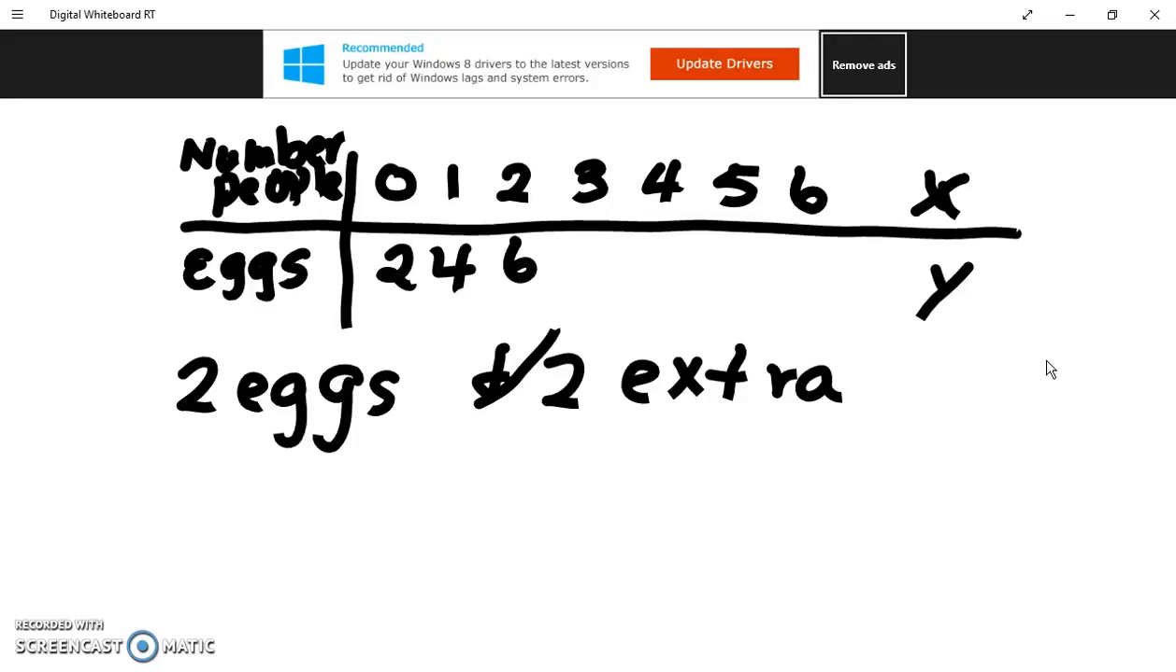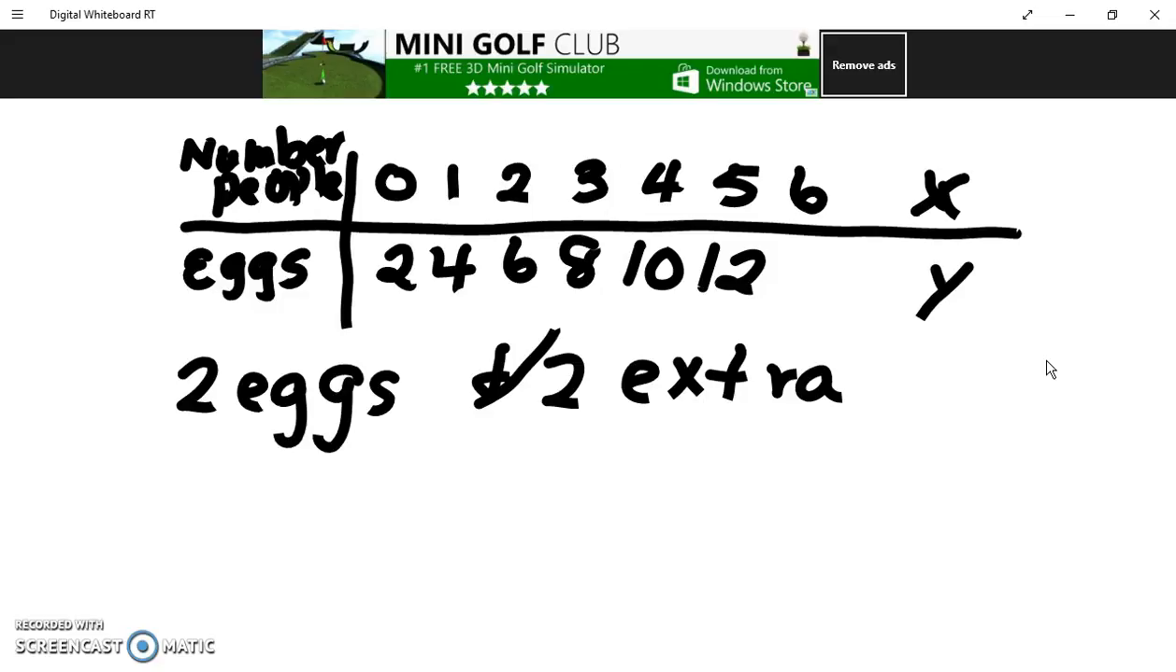3 times 2 gives me 6, plus 2 extra gives me 8. 4 times 2 gives me 8, plus 2 gives me 10. Okay, and we're going to keep going with this. We've got 5 times 2 gives us 10, plus 2 extra gives us 12. Okay, and our last value is going to be 2 times 6 gives us 12, plus 2 gives us 14. Okay, so now we have a table of values, and that can let us write out our coordinates.